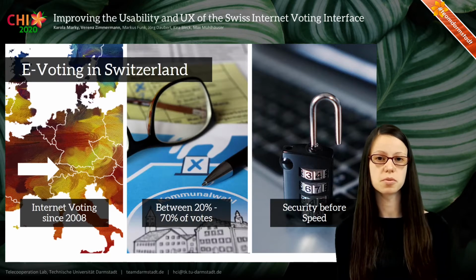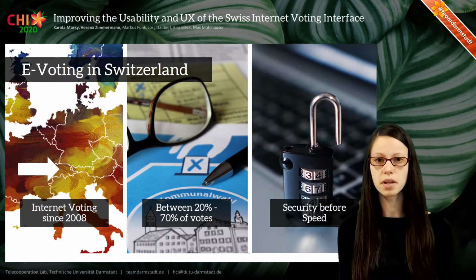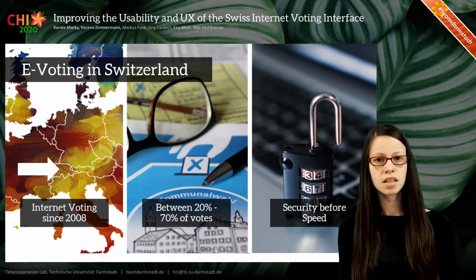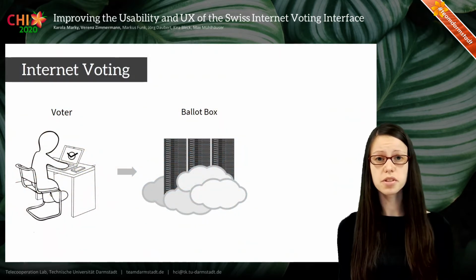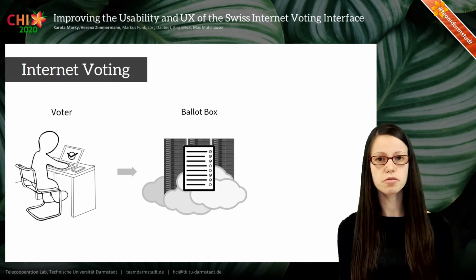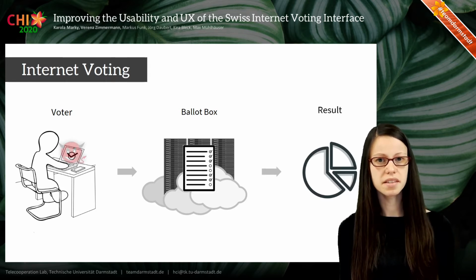Switzerland follows the principle security before speed, and that means that the voting systems have to comply with security requirements from the Swiss jurisdiction. Internet voting in general works like this. The voters use their own computers to cast a vote over the internet. Those are stored on a ballot box server, and sometime after the election and all votes are tallied, the result can be announced. But there are many things that can go wrong here.